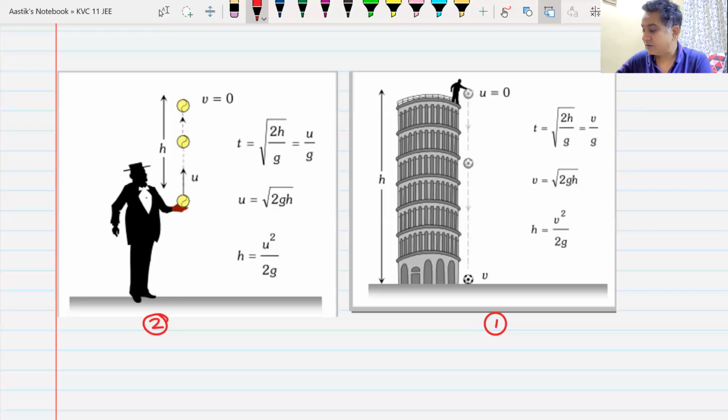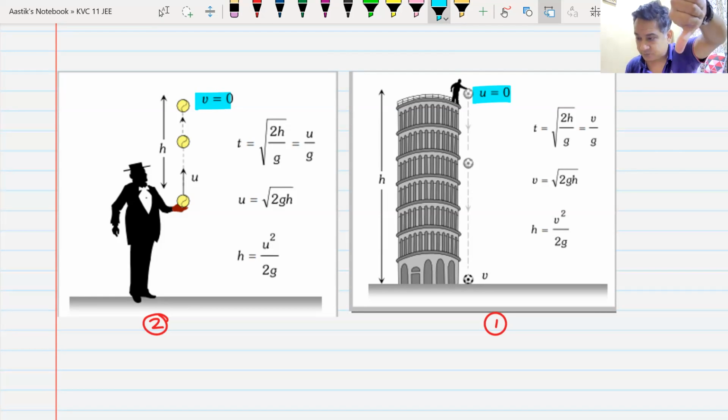At the highest point, my dear friends, the only thing is, in the first case we call it initial velocity, and in the second case we call it final velocity. It doesn't matter. The velocity at the highest point is 0. Yes or no? Do we understand this? That means if you remember any one of the cases, the other case is already done.